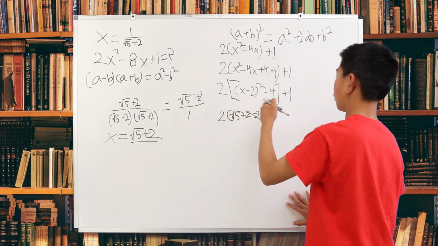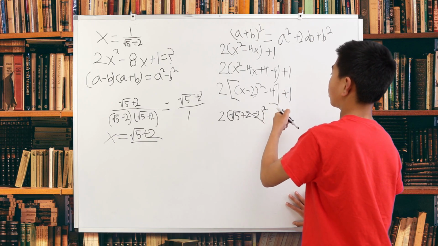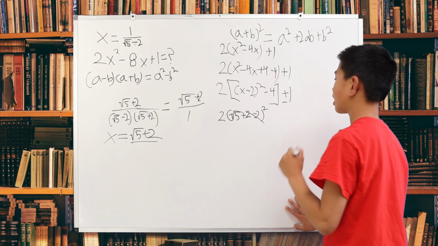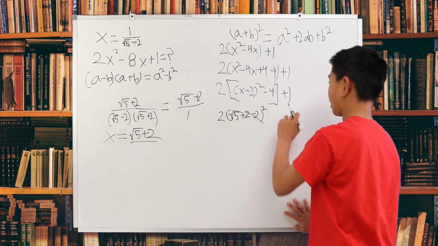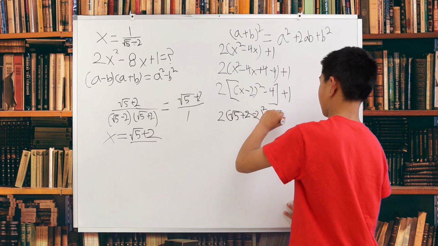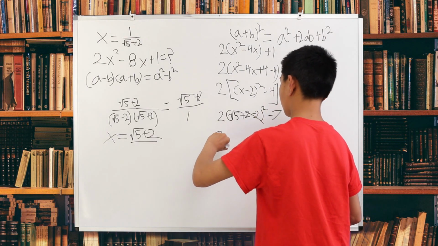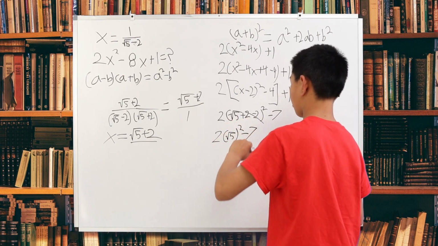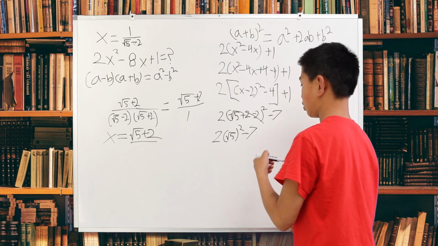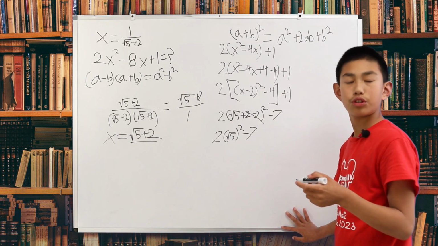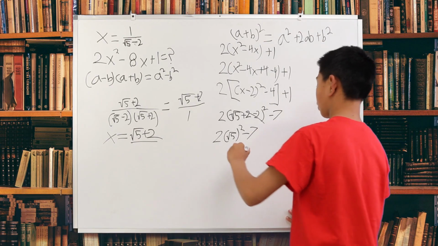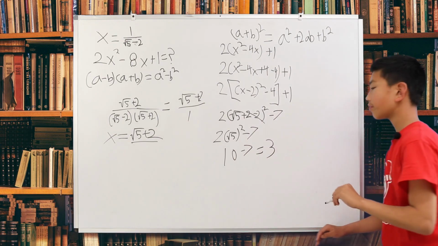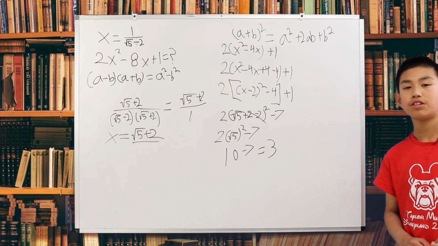And now we can move the 4 out. So negative 4 times 2, well, that's negative 8. But there's a plus 1 here. So negative 8 plus 1 is negative 7. This all comes down to 2 times the square root of 5 squared minus 7. The square root of 5 squared is just 5. And 5 times 2 is 10. So 10 minus 7 is 3. And that is the first way to solve this problem.